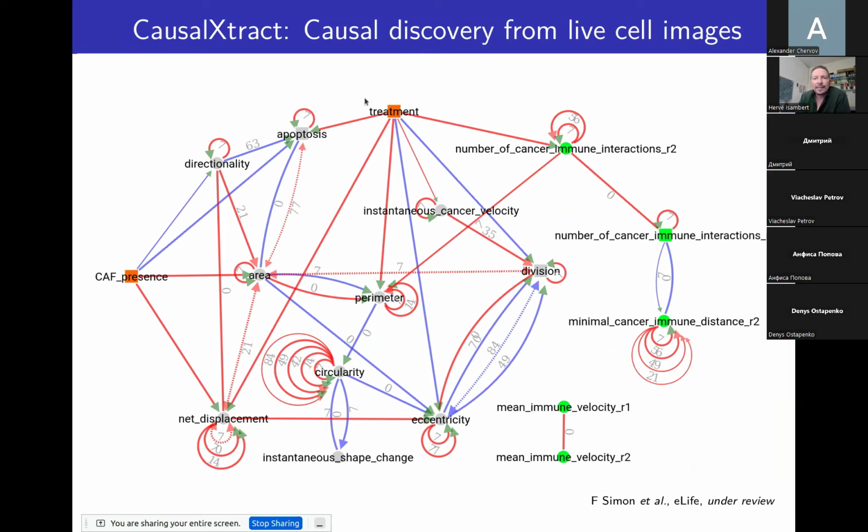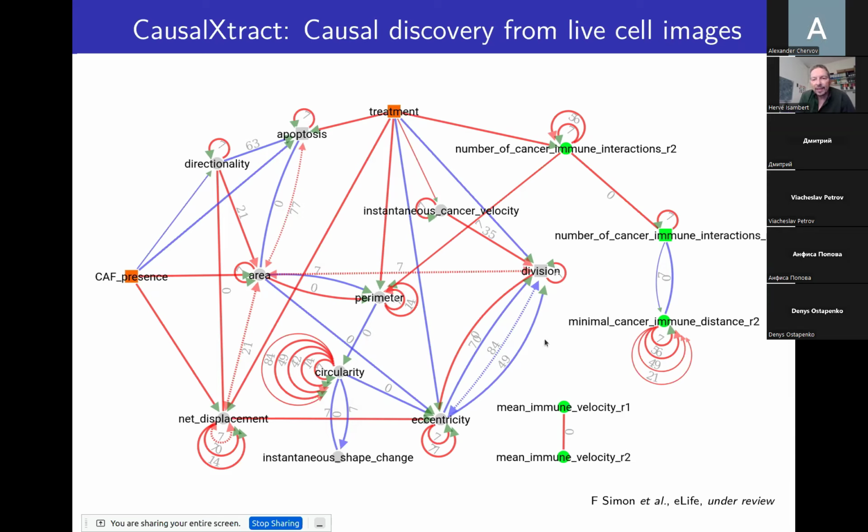Obviously, by analyzing this data, we recovered that the treatment indeed improves the apoptosis of cancer cells, which was the goal of the treatment. That's not new, but obviously we recover it. But we see that treatment has also many other effects on different variables. What we learned as new is that the CAFs, this third cell type, in fact have a direct protective effect on the cancer cells. Until now, it was thought that the CAFs were somehow indirectly decreasing the effect of treatment, but our analysis suggests that in fact they have a more direct effect on protecting cancer cells independently from treatment.